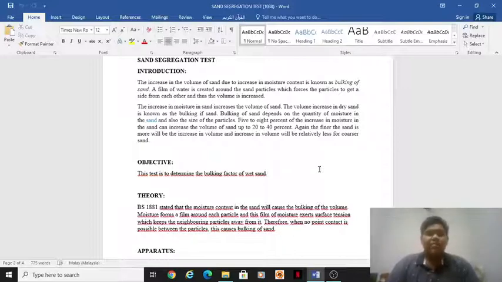The volume increase in dry sand is known as the bulking of sand. Bulking of sand depends on the quantity of moisture in the sand and also the size of the particles. A 5 to 8% increase in moisture can increase the volume of sand by 20 to 40%. Again, the finer the sand is, the more the increase in volume, and the increase in volume will be relatively less for coarser sand.